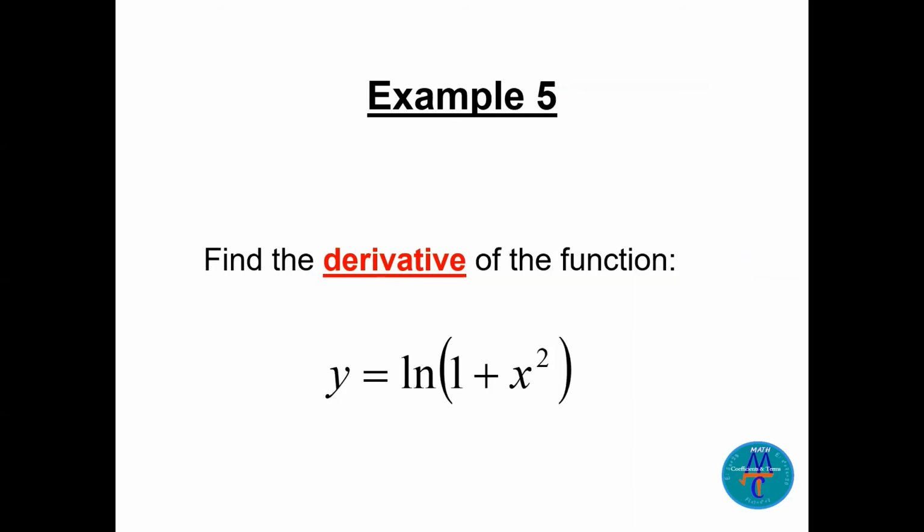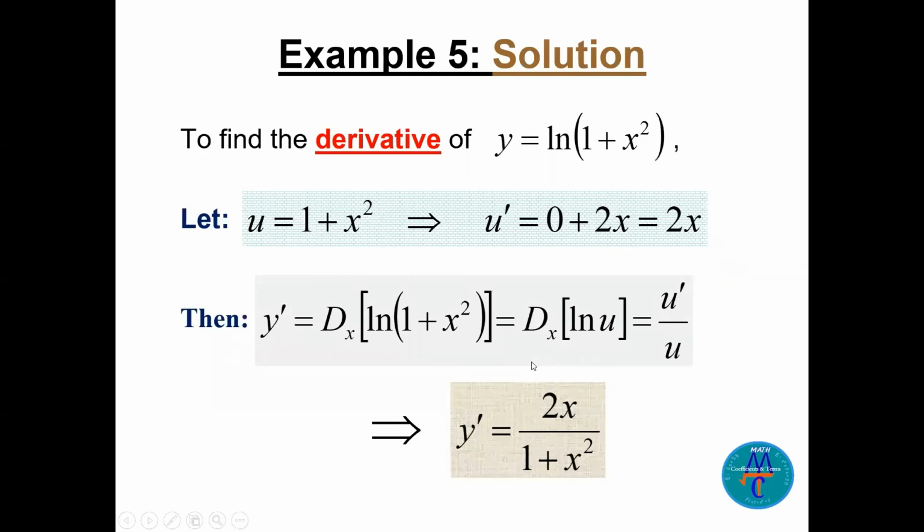Number 5. Find the derivative of this function. We have y equals ln of 1 plus x squared. The base here is e. You see that? ln means log to the base e of this argument here, 1 plus x squared. So we can say let u here be inside, 1 plus x squared, and u prime you have to find. The derivative of 1 is 0 plus 2x. So u prime will be 2x.